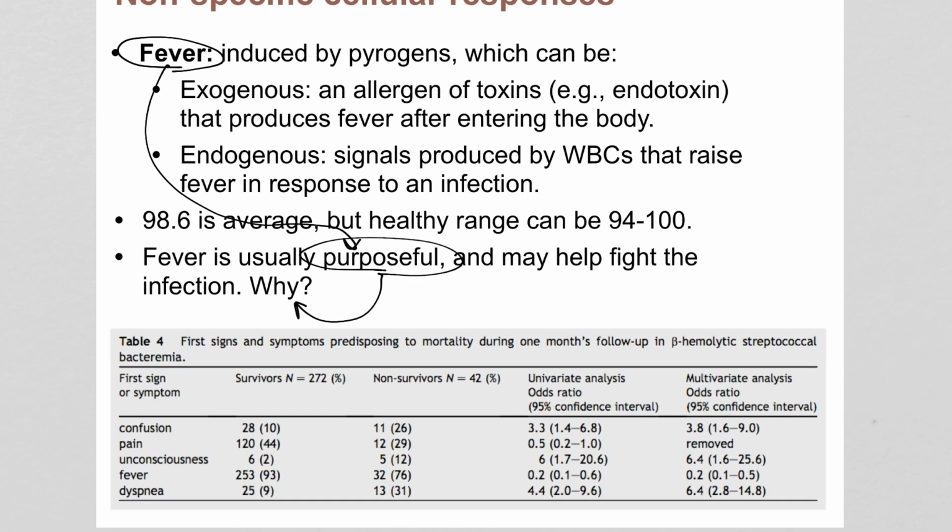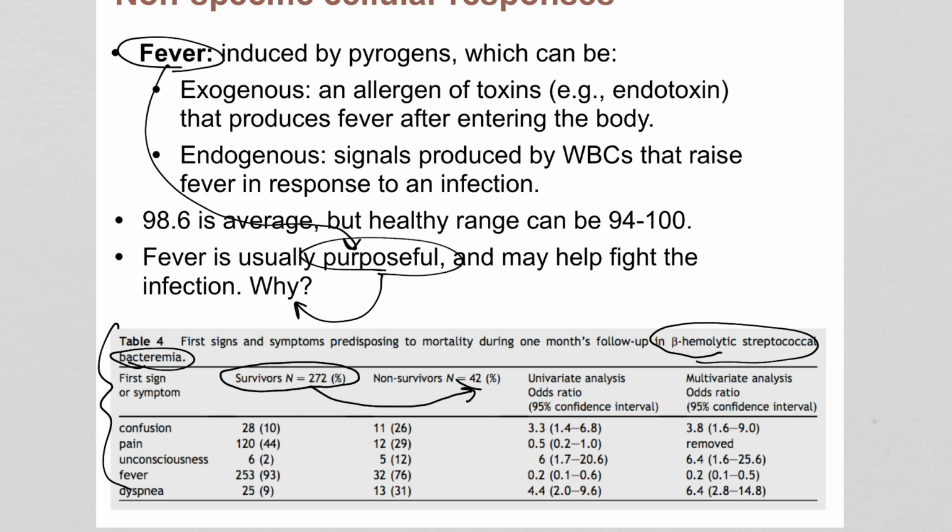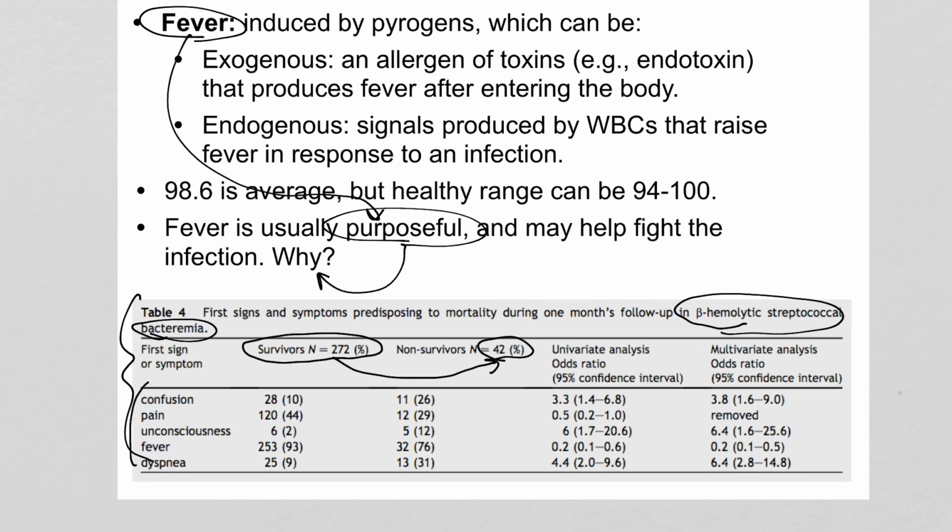In this clinical trial, some very interesting data. They took people that had a beta hemolytic strep infection, which is pretty awful. This is an infection in the blood, right, bacteremia. And these people are at severe risk of dying. And you can see that because in their cohort, 272 people survived, but a pretty significant portion, 42 of those, didn't survive. And the question they asked was, do any of these things, confusion, pain, consciousness, fever, or dyspnea as difficulty breathing, did any of those symptoms predict who did better or who did worse when they had the infection?